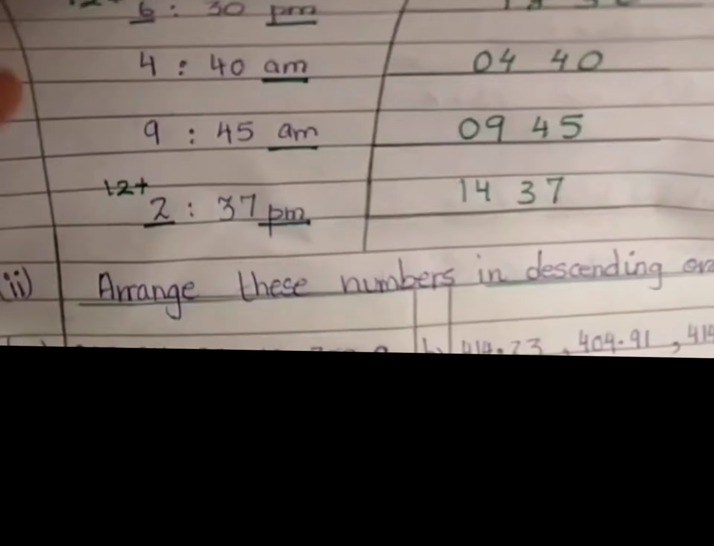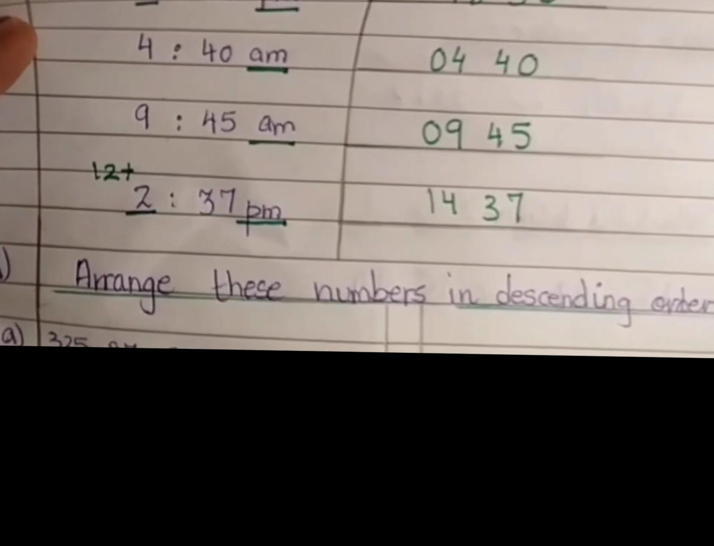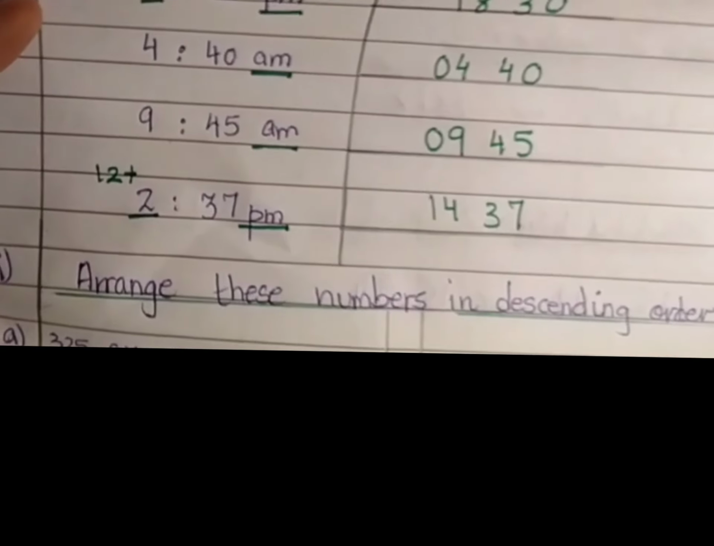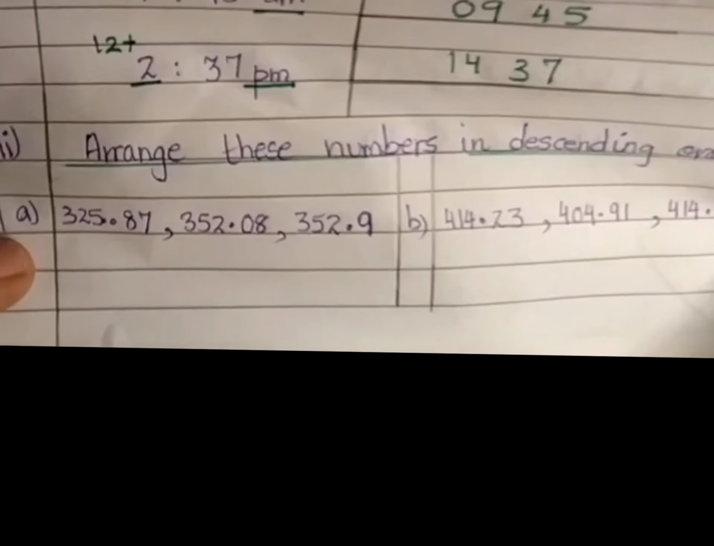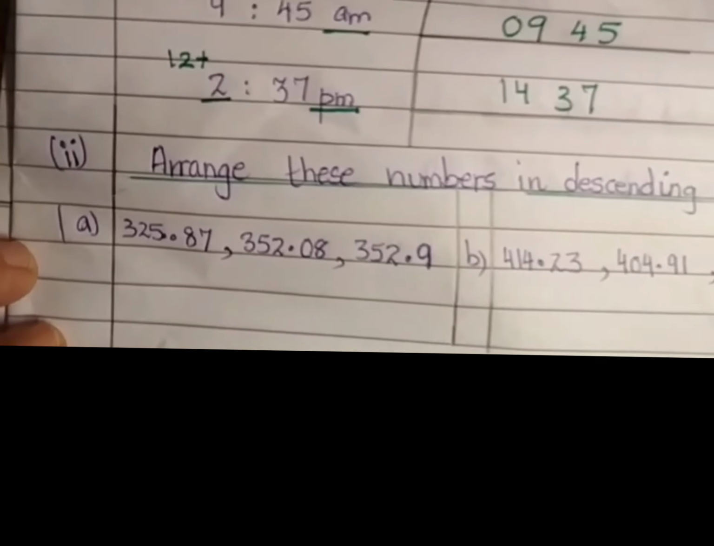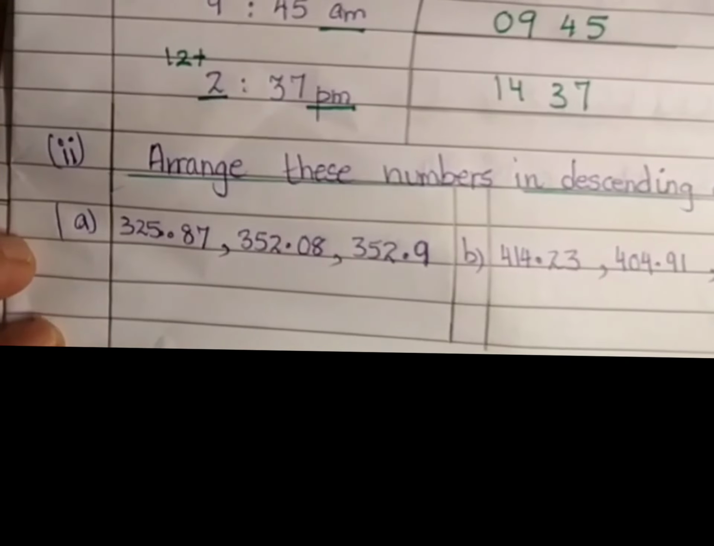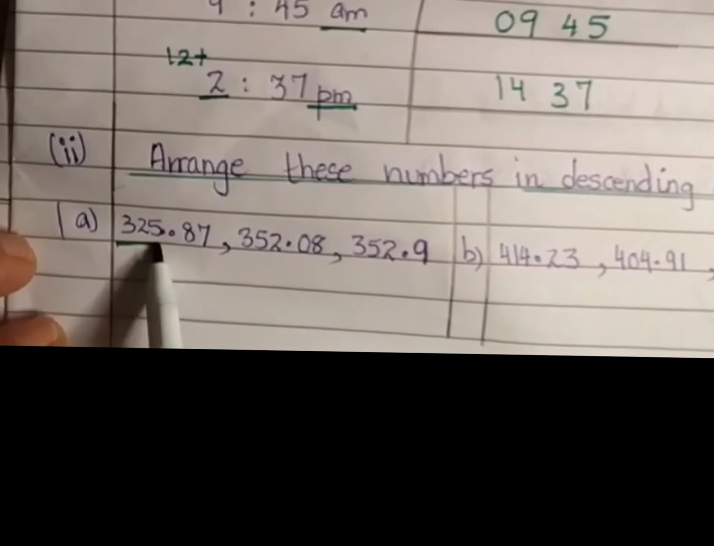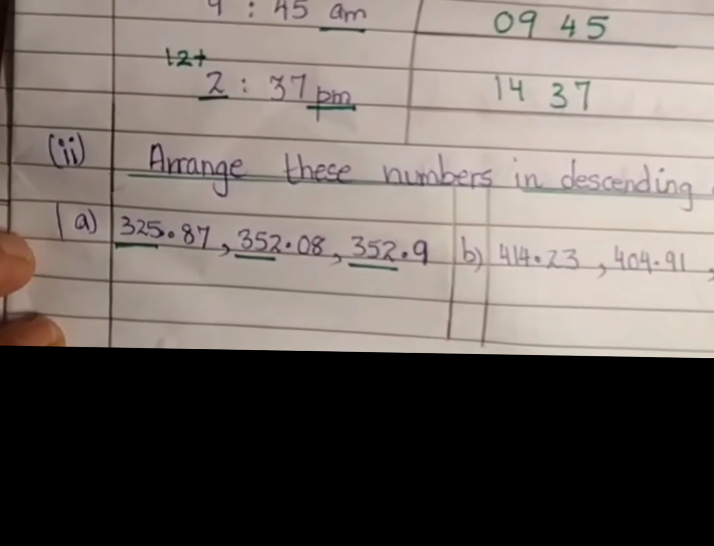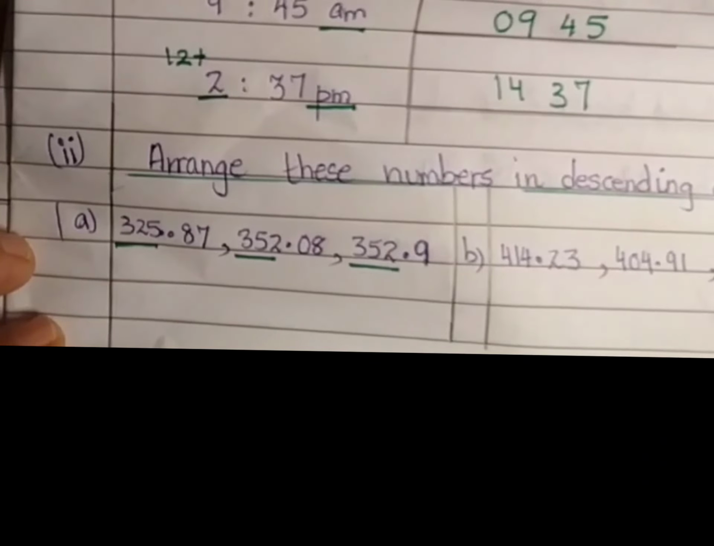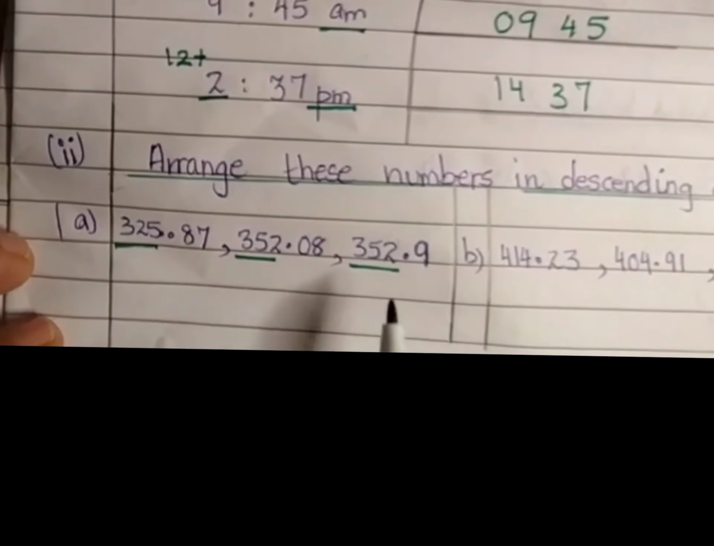All right. Let's move ahead with descending order. You must have got descending order. Alright, have a look at the question here. We can see these figures here. Always remember, first compare your whole numbers. 325, 352, 352. Descending means from the biggest to the smallest. So you will choose the biggest whole number. 325, 352, 352. Of course, 325 is the least, the smallest of all.